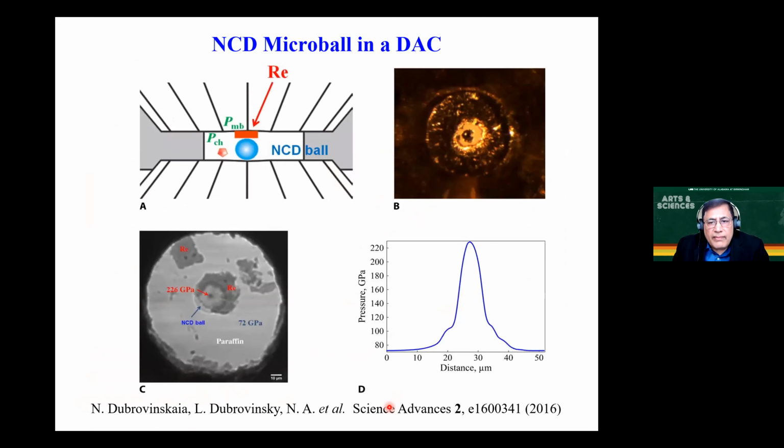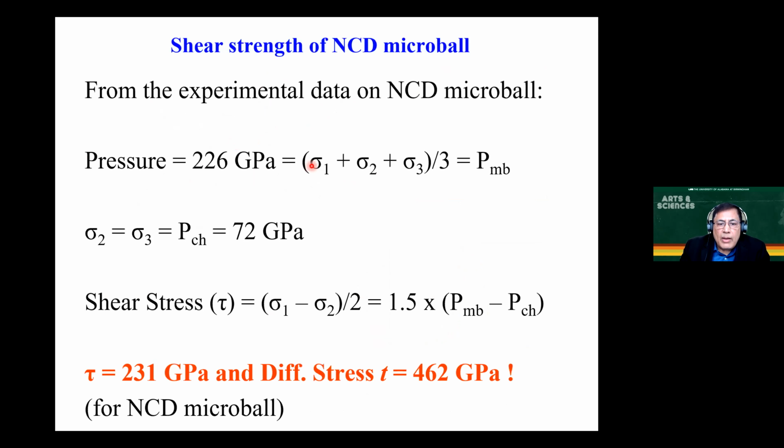Another very interesting observation which came from this experiment is that they put a nanocrystalline ball in a DAC, had a rhenium sample on top, measured the pressure of about 220 GPa, and then in the chamber, through a ruby, the pressure was around 72 GPa. So this gives us an idea of, remember I was talking about the axial stress versus radial stress. So this is something they actually discuss in their paper as well.